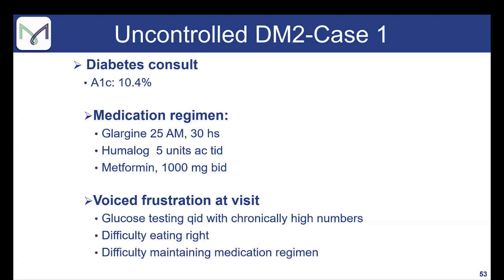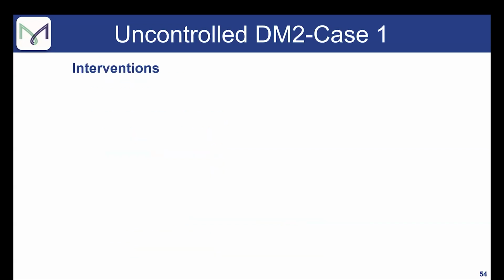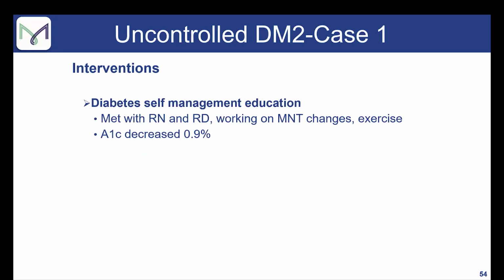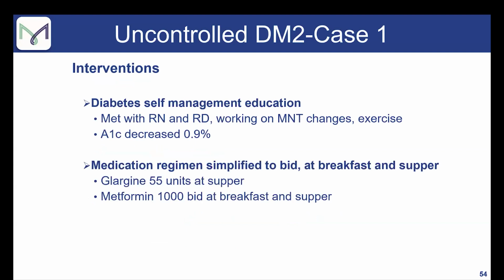So when talking to the educators, she voiced a lot of frustration about the fact that she was having to test 4 times a day, but her blood sugars were always high. So what's the difference? Why am I doing this? She was having difficulty, because of her daily schedule, consistently eating when and what she should, and maintaining this complicated medication regimen. So next, we did our usual interventions. So the DSMT that she had, they did work on her diet a bit and exercise, and she did have some response. Her A1C decreased by 0.9%.